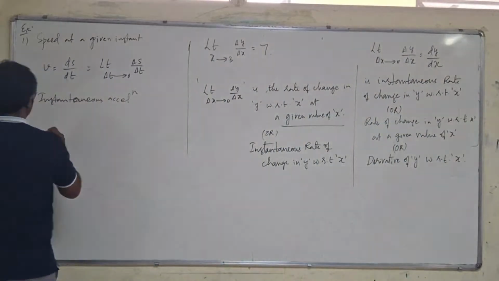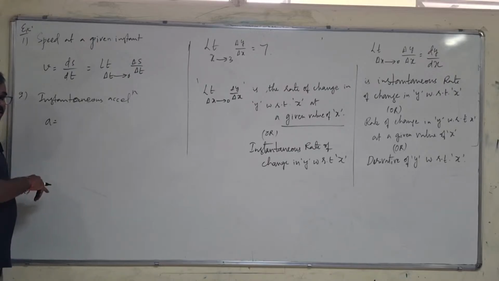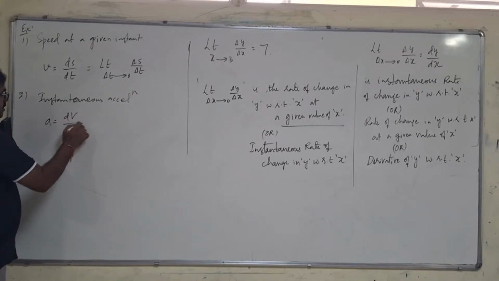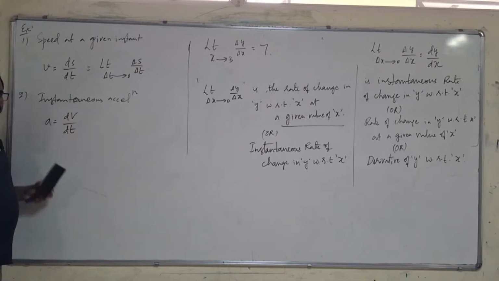So instantaneous acceleration, a is equal to, how would I write it? a is equal to delta v by delta t, but we are finding instantaneous acceleration. So what should I write in place of delta? d. So a is equal to dv by dt.